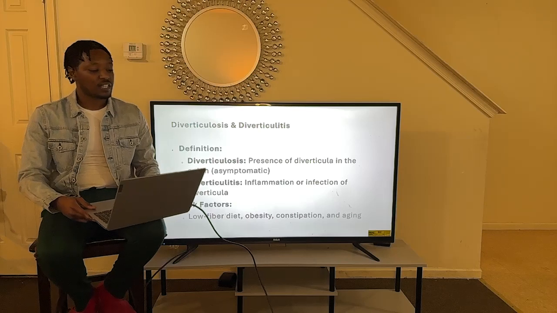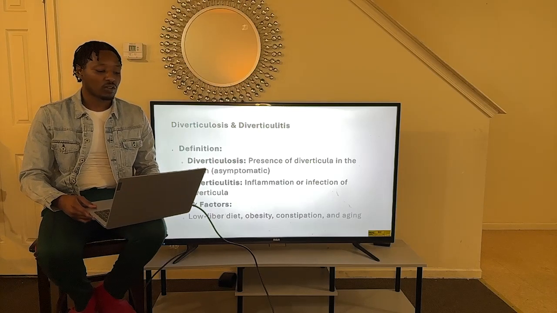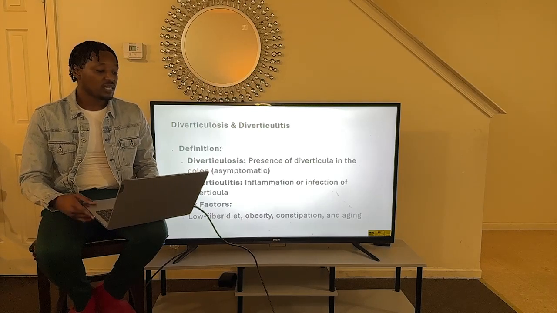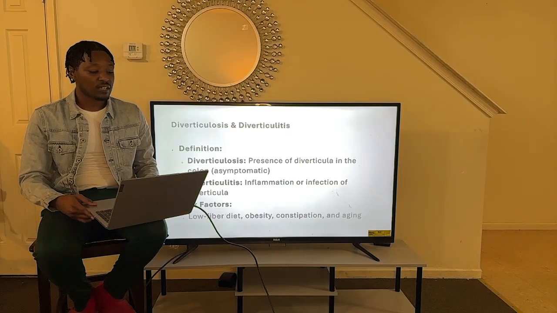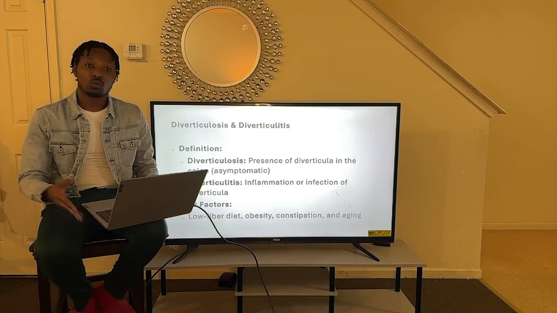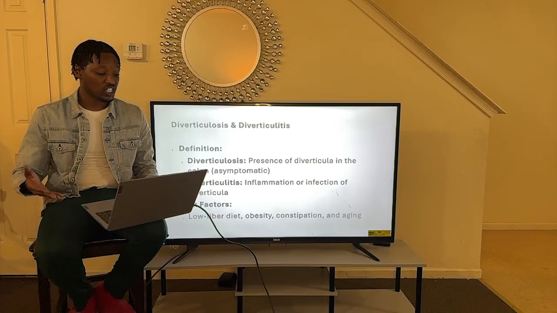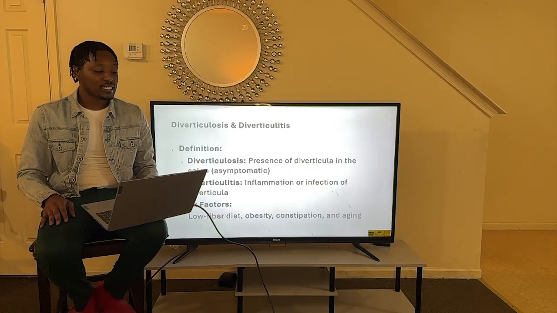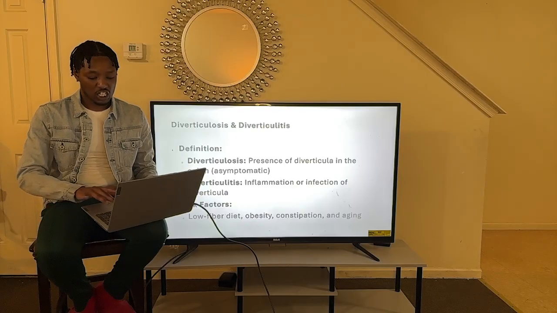Next, we have diverticulosis and diverticulitis. The definition of diverticulosis is the presence of diverticula in the colon, which can be asymptomatic. Diverticulitis is inflammation or an infection of the diverticula. Some risk factors include a low fiber diet, obesity, constipation, and aging.